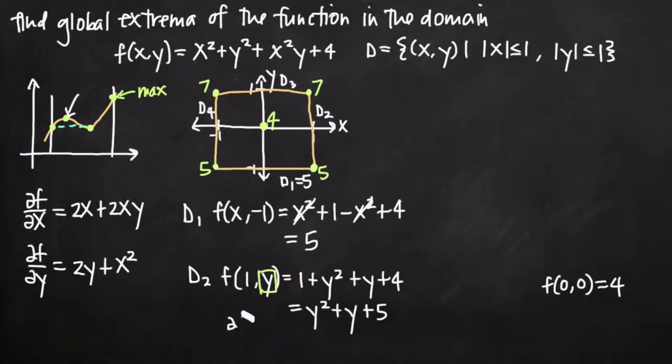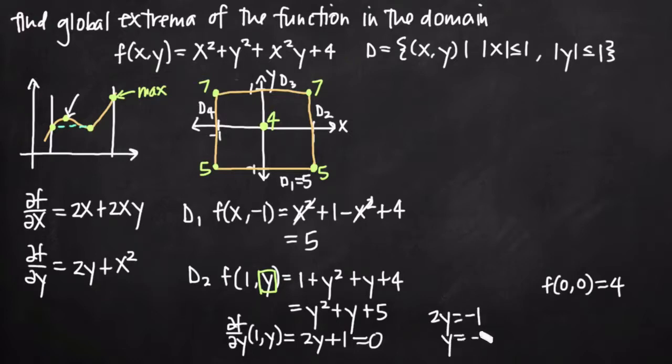So I'm going to say the partial derivative of f with respect to y of 1 comma y is going to be equal to 2y plus 1. Now in order to find the critical point, I need to set this equal to 0. I'm going to subtract 1 from both sides and I'll get 2y is equal to negative 1. Dividing both sides by 2, I get y equals negative 1/2. Remember now that all along this line, x is equal to 1, so it tells me that my critical point along this line segment is at the point 1 comma negative 1/2.